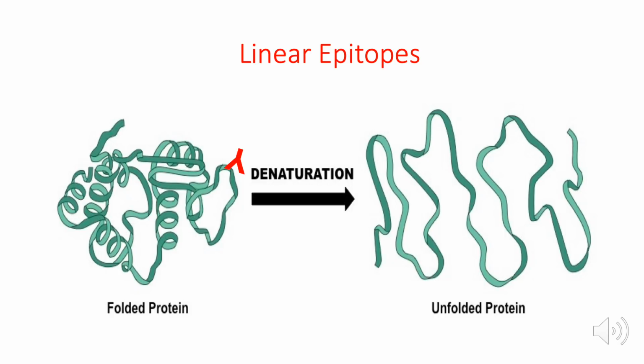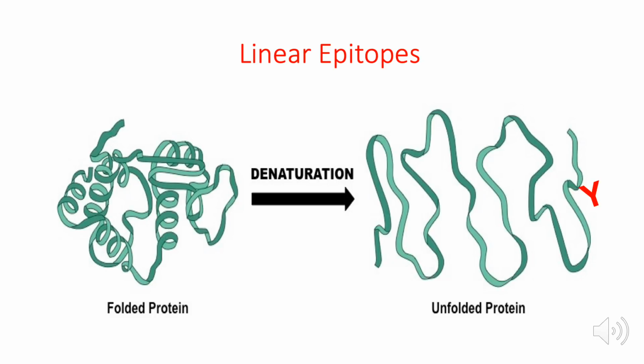If the folded protein is denatured, the sequence of amino acids will never be changed. That's why even if the protein was already denatured, the antibody can still look for that sequential series of amino acids and bind to it. So what do I mean by that?